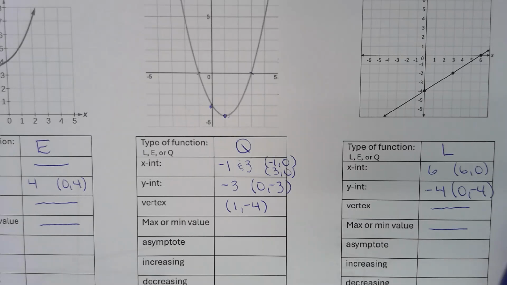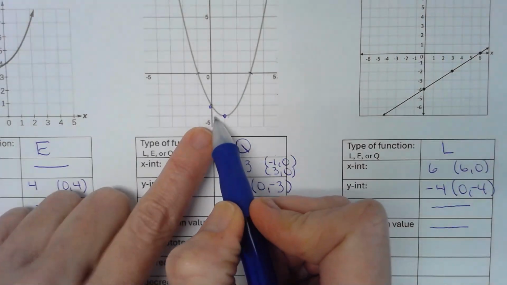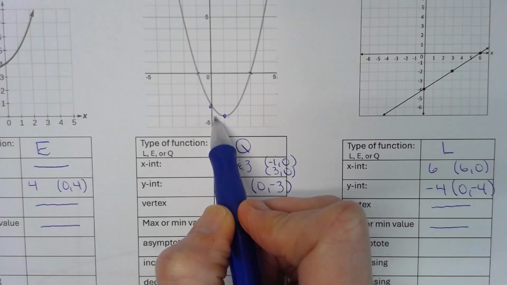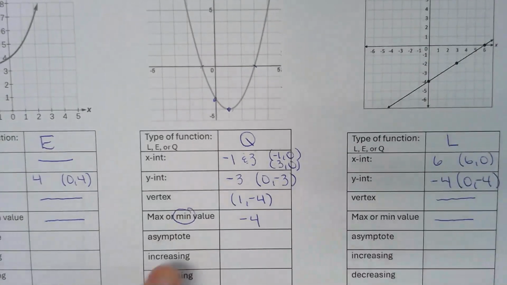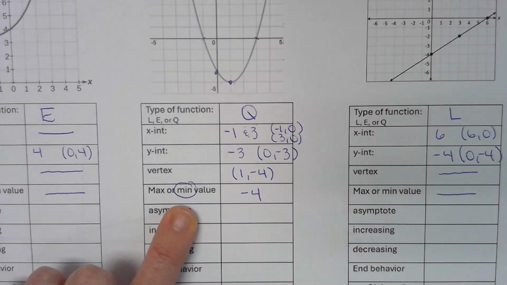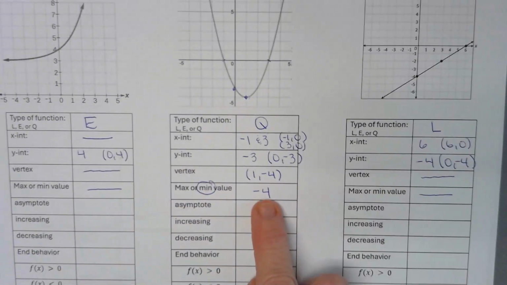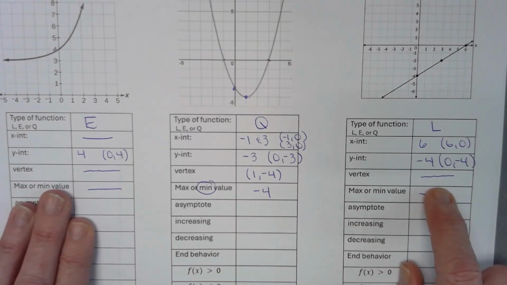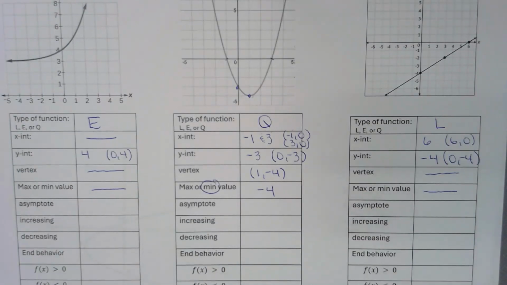Okay, so the minimum value is always the y-coordinate because the y-coordinate tells us how low it is. So the minimum value is -4, and you might want to circle minimum. So y'all, again, take a look all the way across. The quadratic is the only one with the vertex and a maximum or a minimum. The linear and the exponential do not have vertexes. Good? Okay?